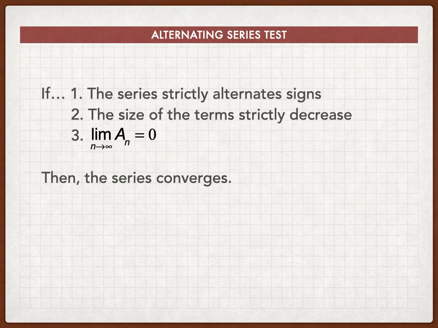We have a new convergence test, the alternating series test. There are 3 conditions. First, the signs alternate back and forth, not plus plus minus, or other variations. Second, the size of each term is smaller than the one before it. No ups and downs. Third, the nth term has to go to 0.